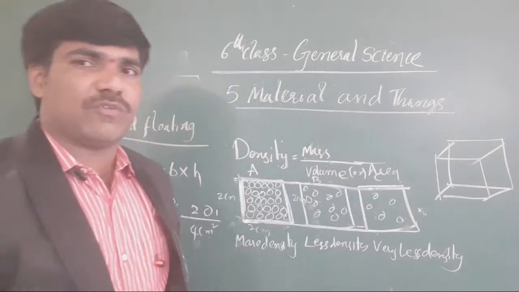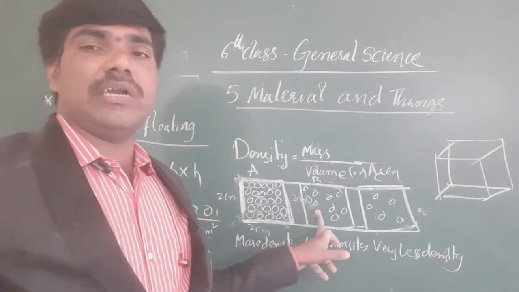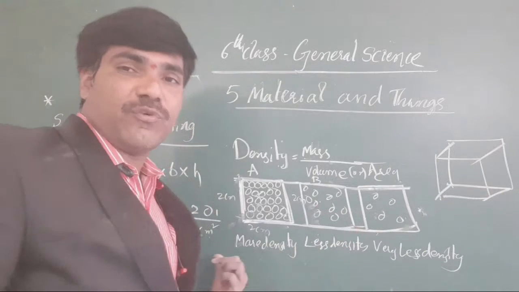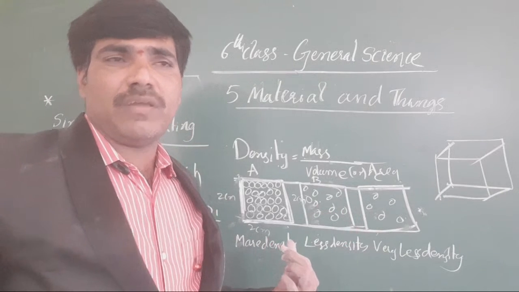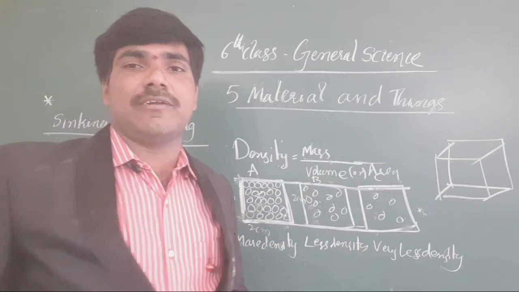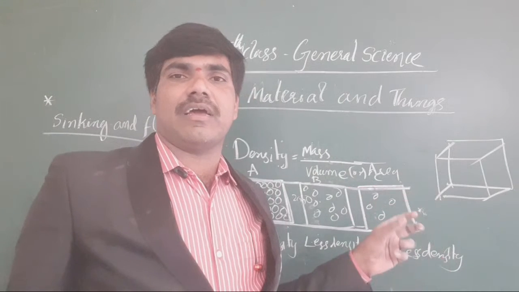What is the density of it? 5 particles per centimeter square. Here there are only 10 particles. Suppose we imagine that 10 particles are there in this 4 centimeter square area. We will get just 2.5 particles per centimeter square. Here, only 4 particles are there.